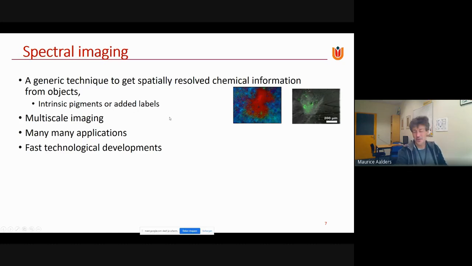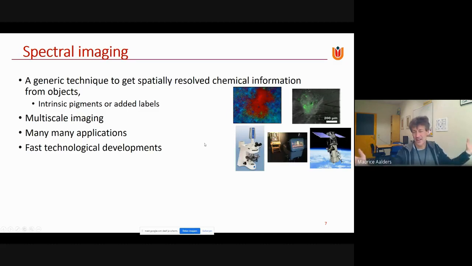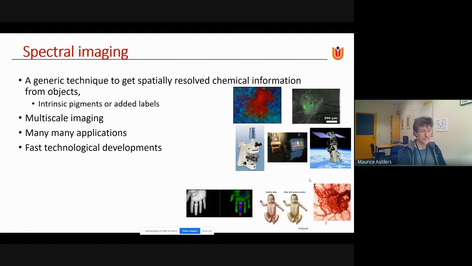We can add labels. We can add specific fluorescent or absorbing components. In this case, this is a tumor with nanoparticles. And by specifically looking at that emission peak of these nanoparticles, we can create very nice contrasts to find this tumor. And we can also functionalize these nanoparticles to treat. It's highly multi-scale, so you can go from satellites, which are watching our Earth with hyperspectral cameras and spectral cameras, onto microscopy and anything in between. So it's very multi-scale, and there are many, many applications.